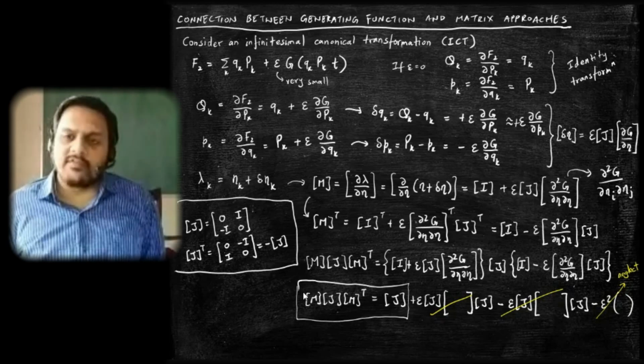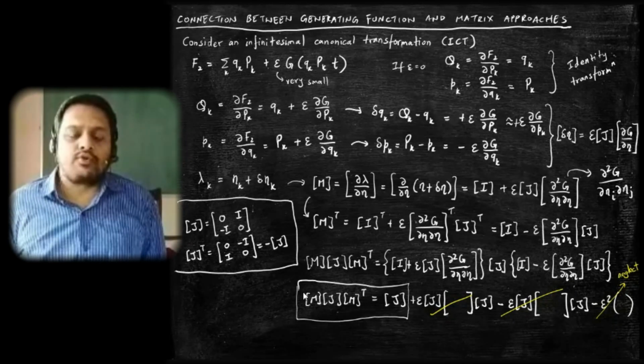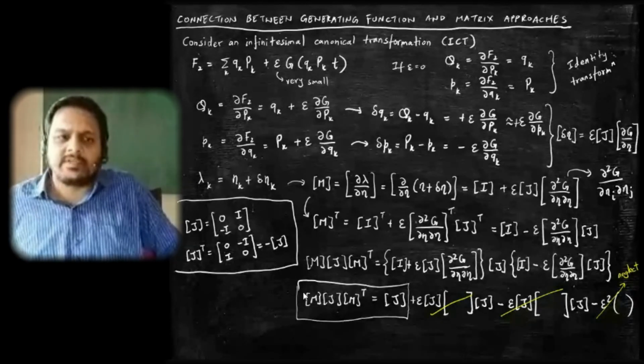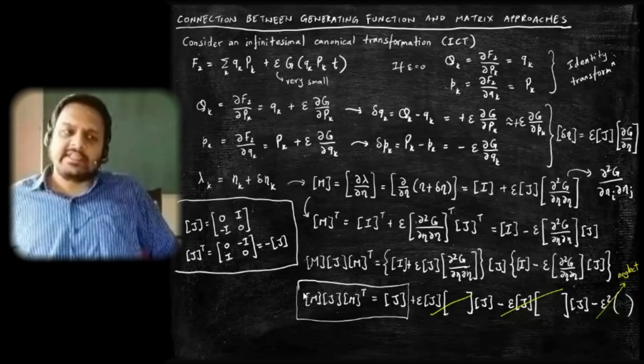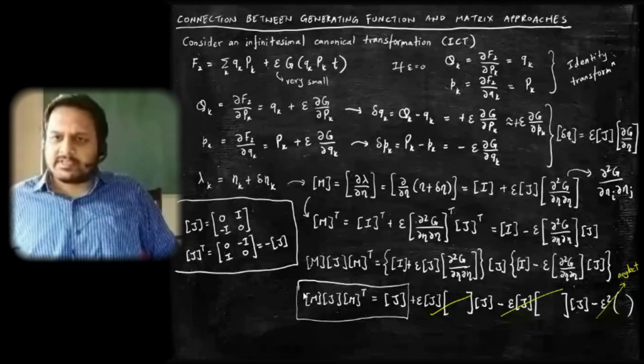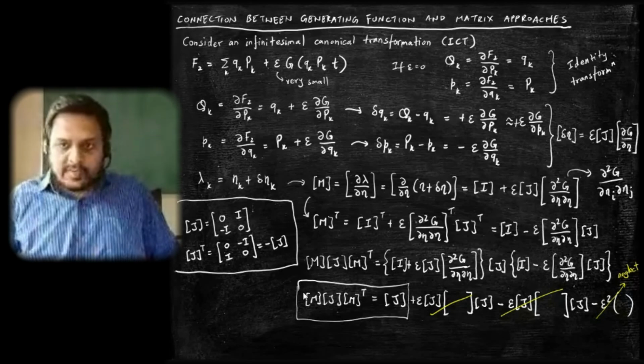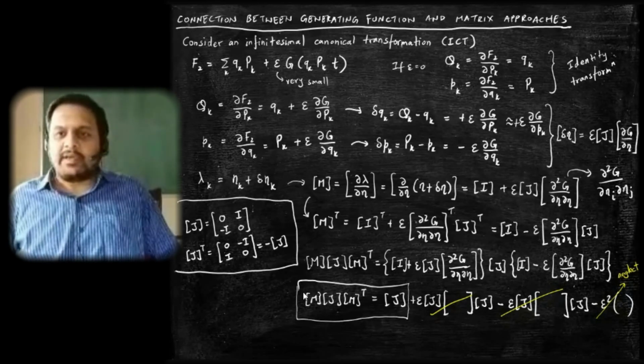And later on, we will come to the idea of how to generate a transformation by a larger amount, a finite transformation. It can be thought of as a series of infinitesimal transformations, and hence any amount of transformation which you do with a generating function will always be canonical.